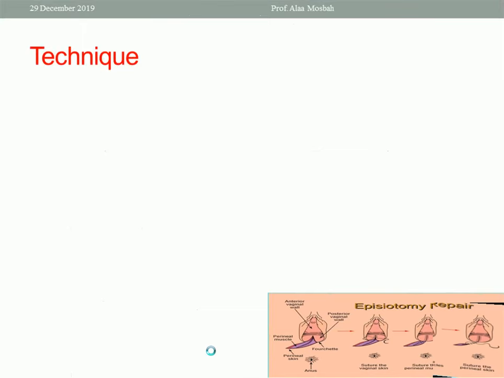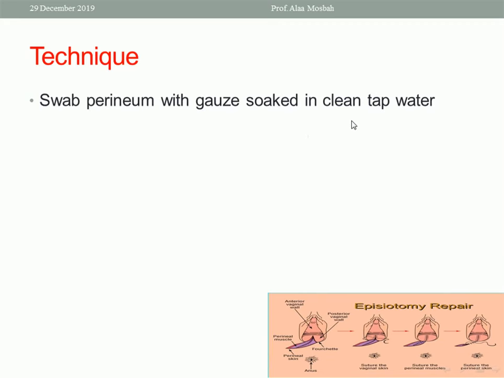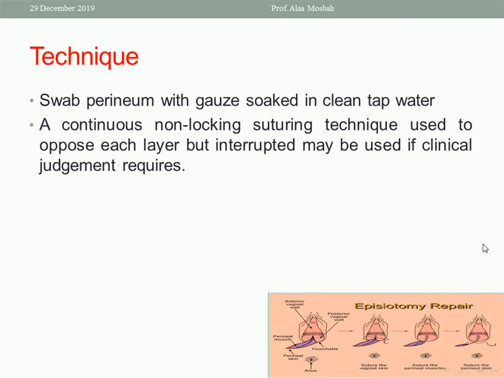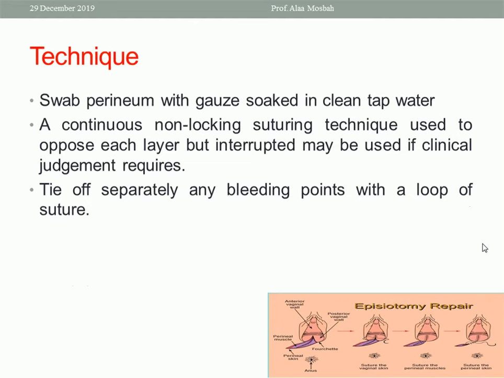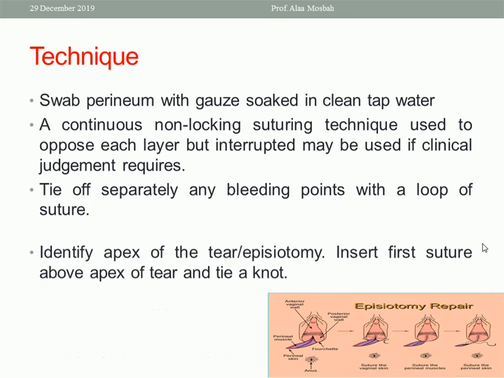So, as you see in the picture, this is the technique of the repair. Swab perineum with gauze soaked in clean tap water. A continuous non-locking suture technique is used to oppose each layer, but interrupted may be used if clinical judgment requires. Then tie off separately any bleeding points with a loop suture.